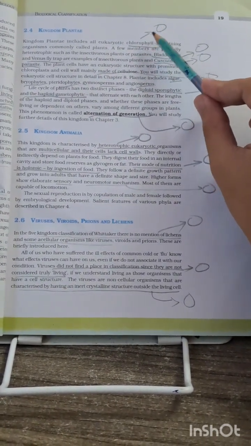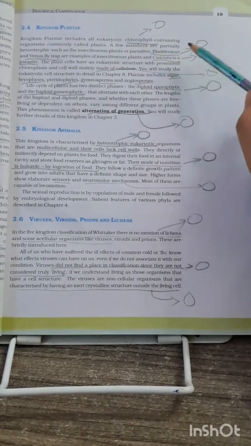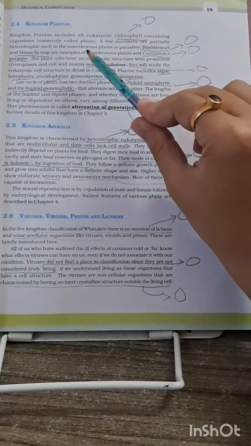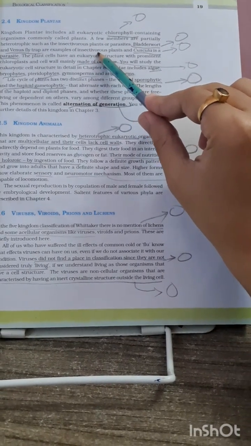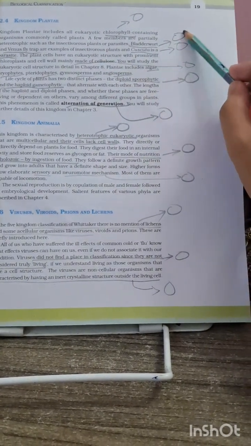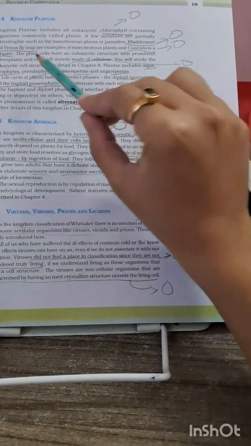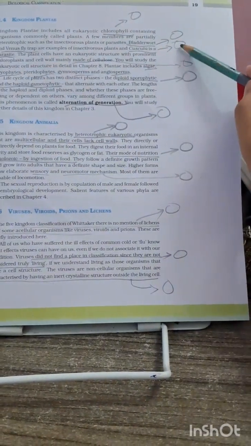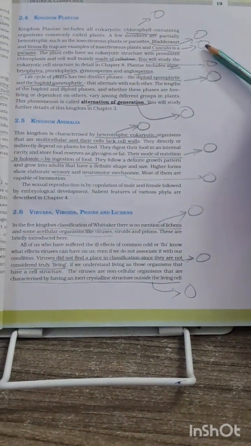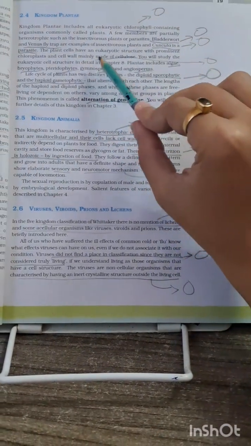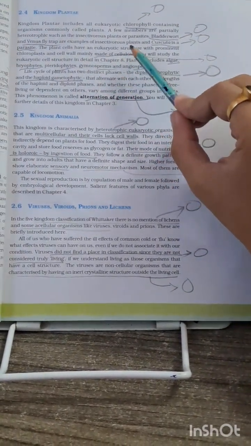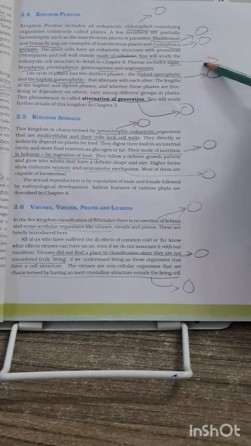It is a generalized statement. You should not miss this one. And the other one is, bladderwort and Venus flytrap are examples of insectivorous plants. This question has been asked many times, as well as Cuscuta is a parasite. This question also has been asked many times. Now, their cell wall is mainly made up of cellulose. This sentence you will get in further pages also.